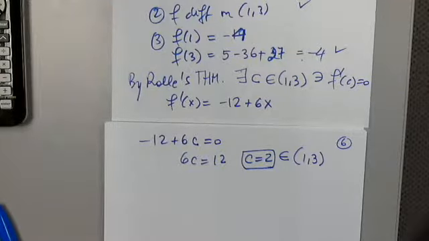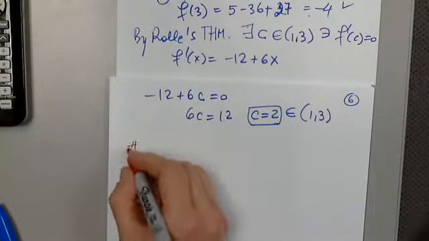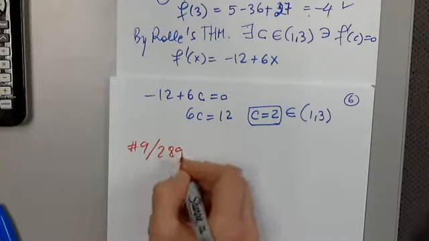It is, because by Rolle's theorem that's guaranteed: if a function is continuous and differentiable and starts and ends at the same y value, it must have at least one such point. Guaranteed. Now, any questions on this problem? Now, the mean value theorem, let's look at problem 9 on page 289.